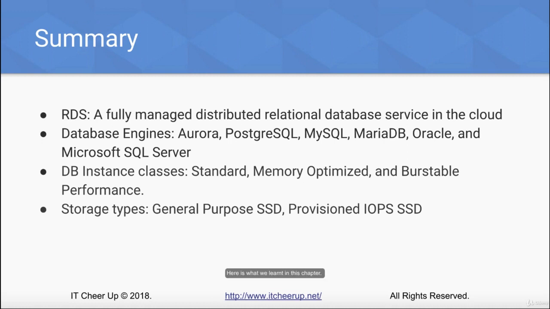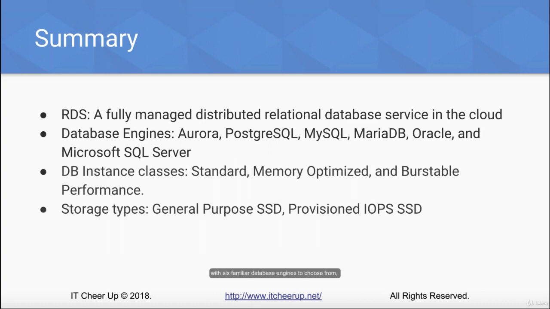Here is what we learned in this chapter. AWS Relational Database Service (RDS) is a distributed relational database service. It is a web service running in the cloud designed to simplify the setup, operation, and the scaling of a relational database for use in the applications. Complex administration processes like patching the database software, backing up the databases, and enabling the point-in-time recovery are managed automatically.